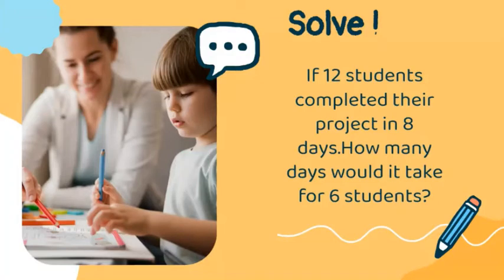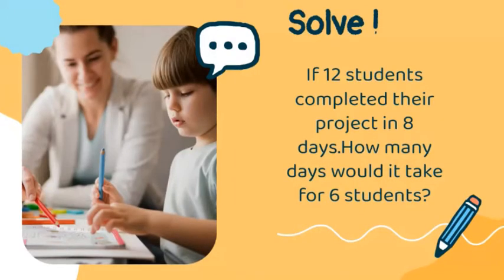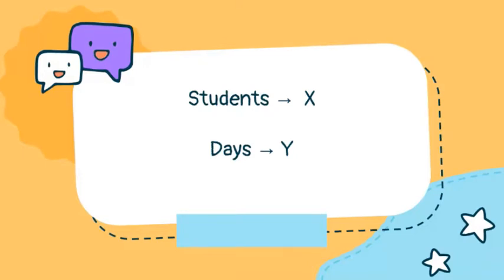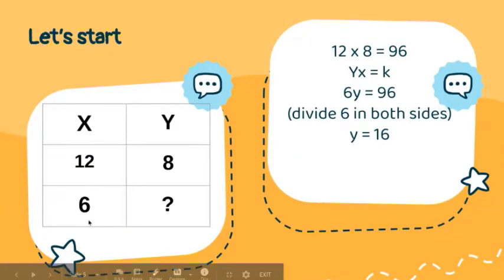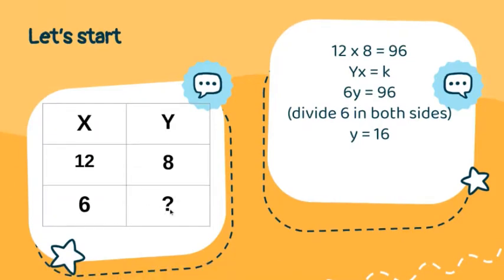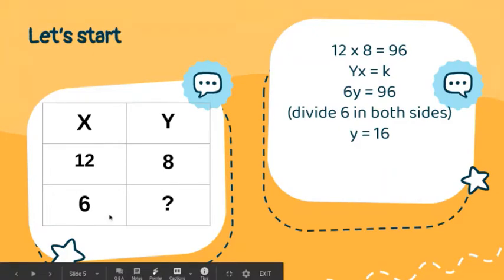Let's take this real-life problem. If 12 students completed their project in 8 days, how many days would it take for 6 students? Let's mark students as x and days as y. As you can see here in this table, I've plotted my points and I've had a missing number here. So let's try to find it. We want to find the number of days it would take for 6 students to complete their project.